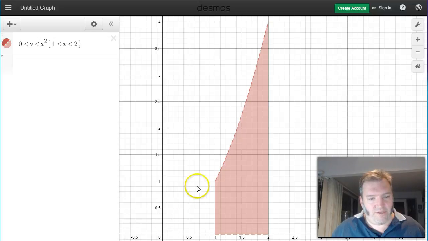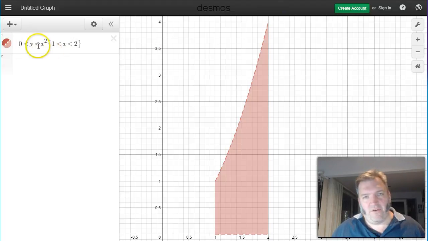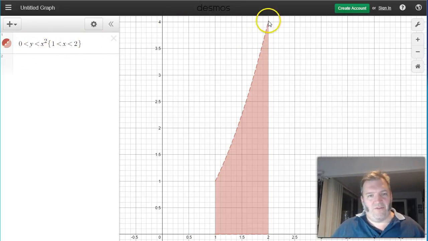So what is it that we're looking at though? Here I've got a little picture in Desmos to remind us. There's the graph of y equals x squared. We're only interested between 1 and 2, and I've just used the greater than and less than to show the actual area that we're looking for. Whether that's a greater than or equal to, less than or equal to, or less than doesn't really matter because a line has no width.